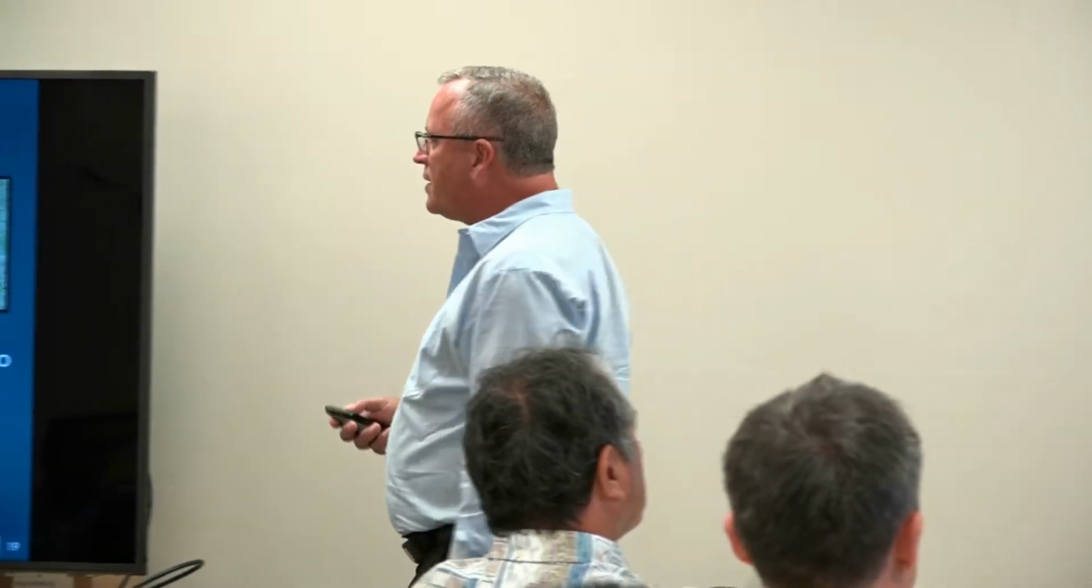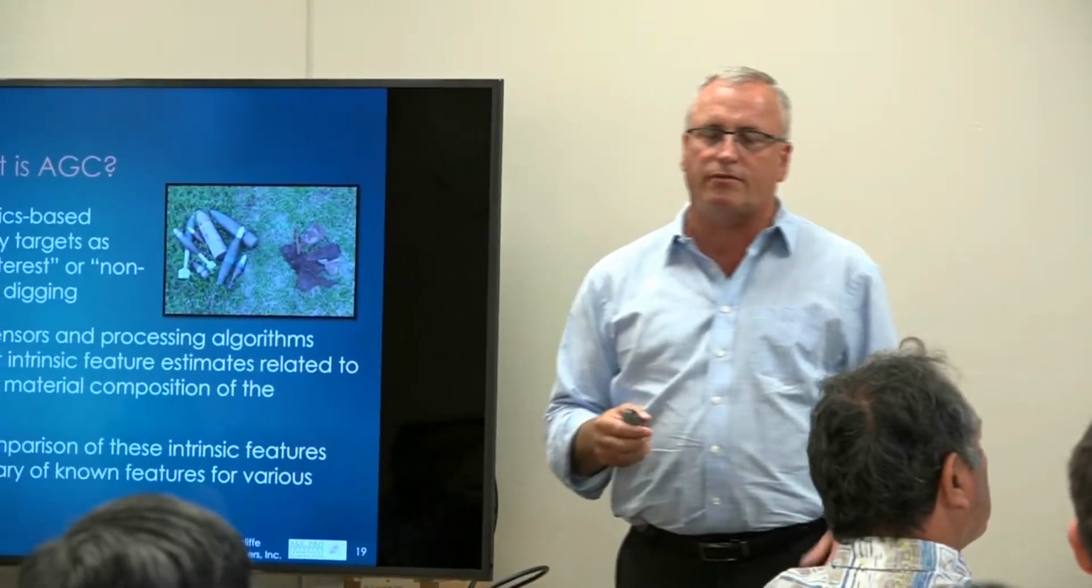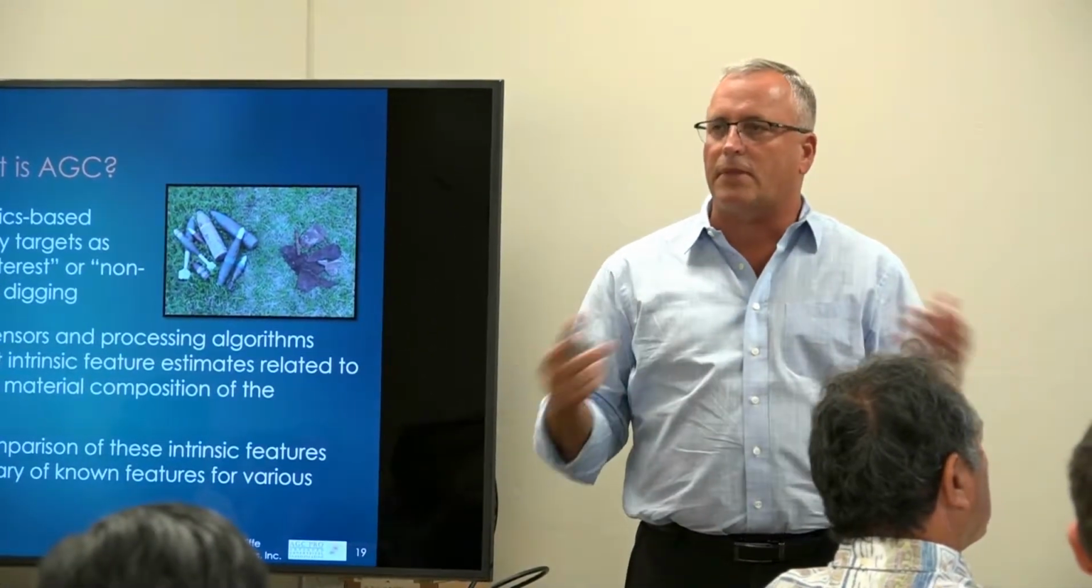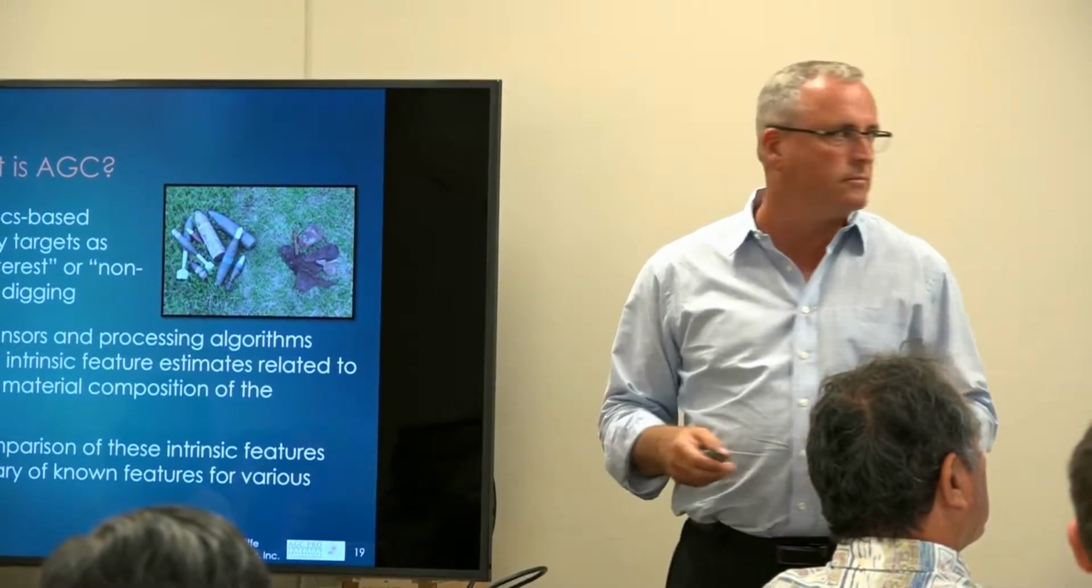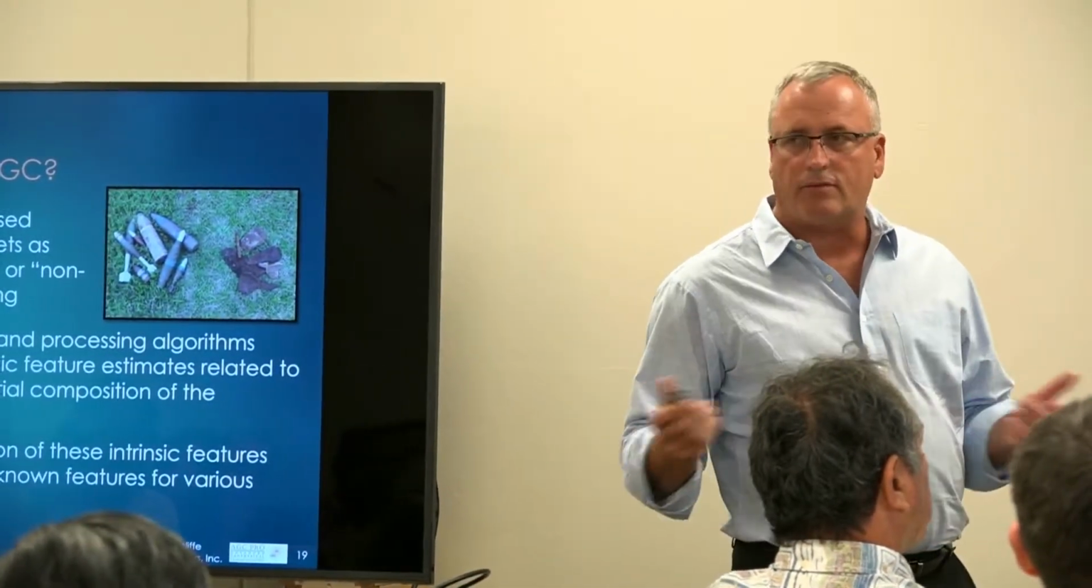I'm going to move on and talk about advanced geophysical classification. What is it? It's basically a principled physics-based approach to classifying the sources as being shaped like a target of interest or not. It uses advanced sensors and processing algorithms to separate the intrinsic features of the target, size, shape, material composition, from the extrinsic features. And that's distance from where the measurement was made, distance and orientation of the target level as well.